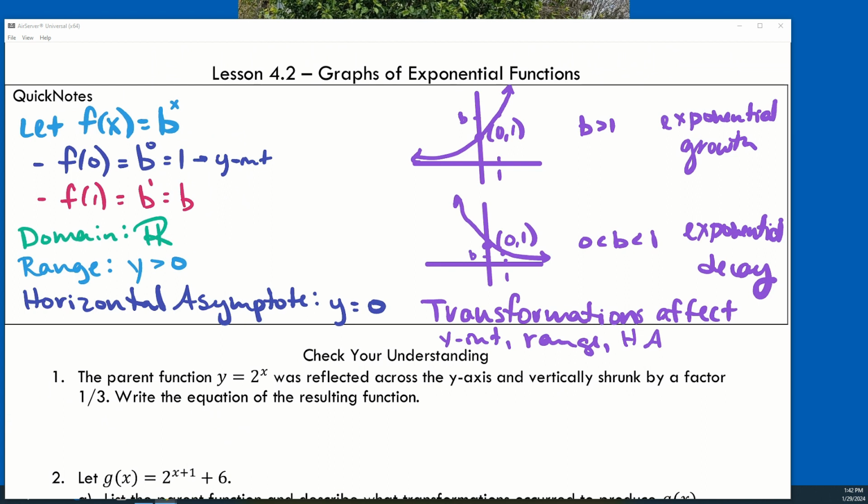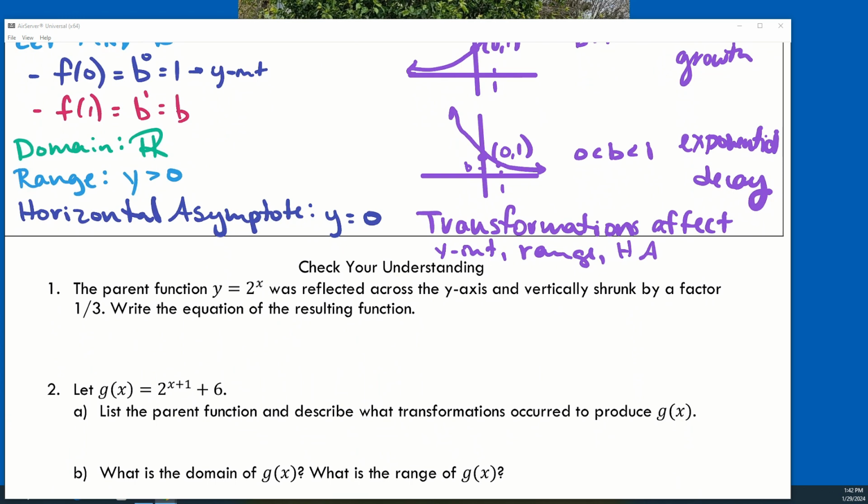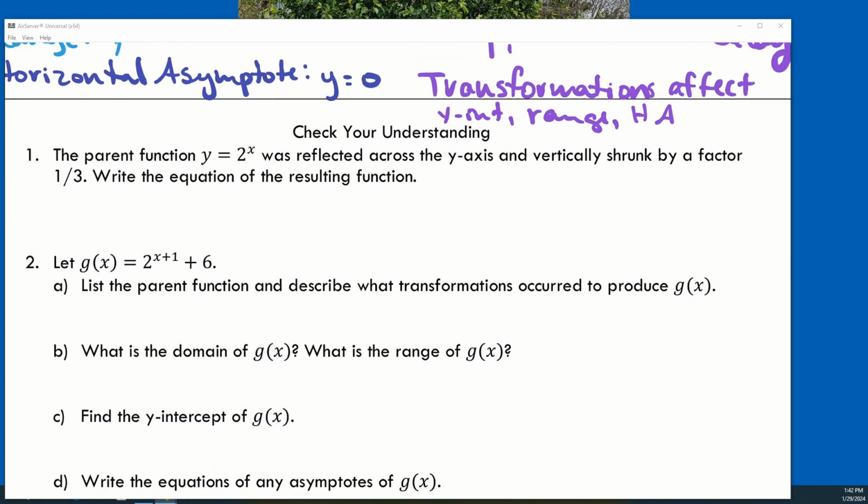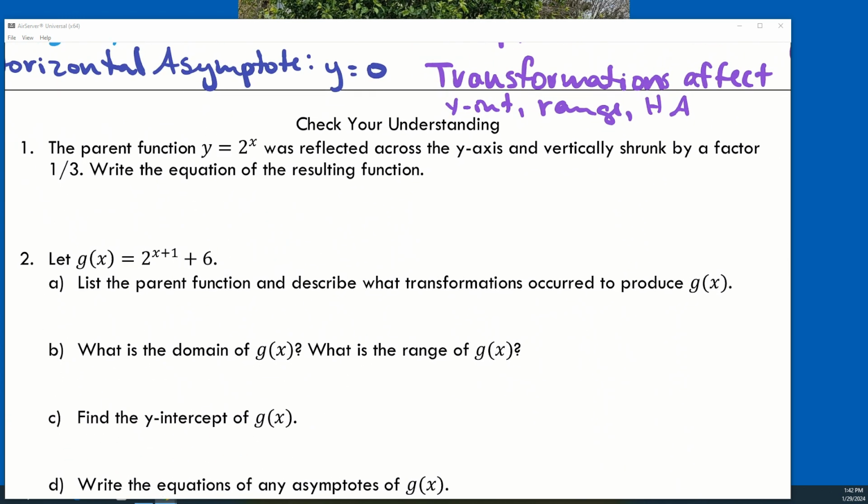So we're going to do some transformation questions. I hope you guys remember some stuff about transformations. So we're going to say on number 1 that the parent function is y equals 2 to the x, and it's reflected across the y-axis and vertically shrunk by a factor of 1/3. And we're going to write the resulting function.